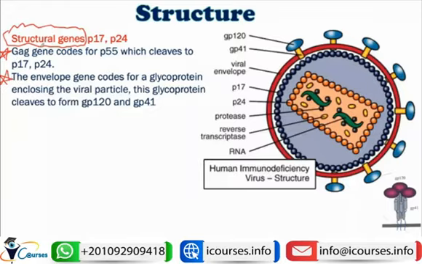The GAG gene codes for a protein called protein 55. This protein 55 cleaves into protein 17 and protein 24. So protein 17 and protein 24 are the result of the structural gene formation. The GAG gene forms protein 55, and this protein 55 divides to form protein 17 and protein 24.